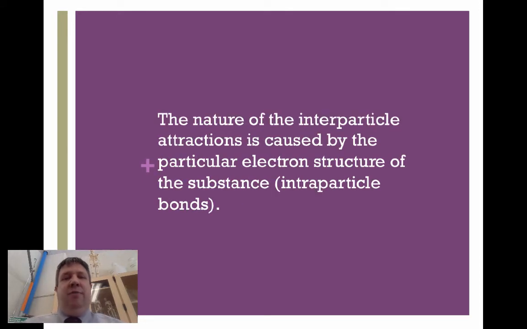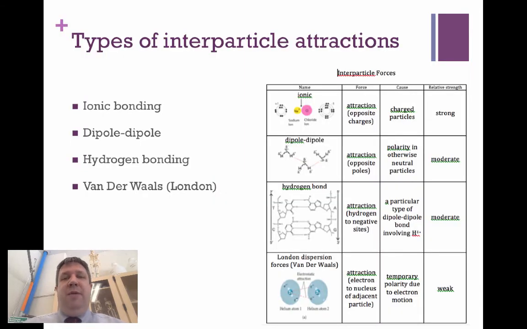The nature of that interparticle attraction is caused by the particular electron structure of the substance, meaning it's controlled by the intraparticle bonds, the bonds that actually hold the substance together. Whether they're ionic, polar covalent, covalent, the shapes of the molecules, all of that relate to the nature of the interparticle attractions. Hopefully you'll remember that I gave you a handout at one point in class that showed the four main interparticle forces rated from strongest to weakest.